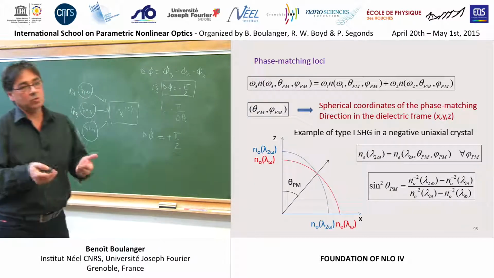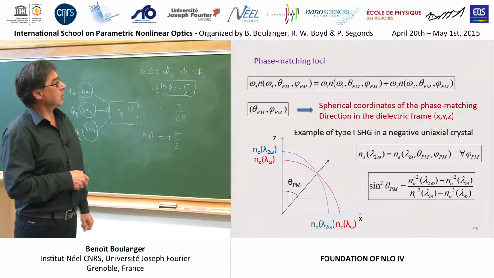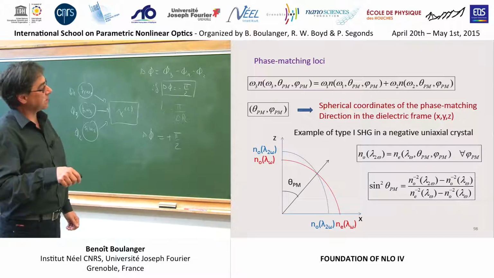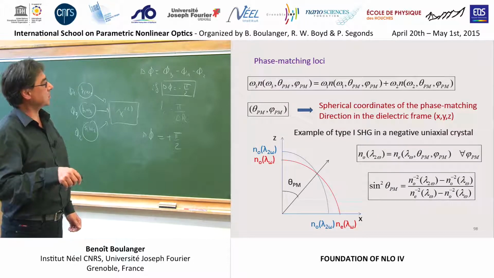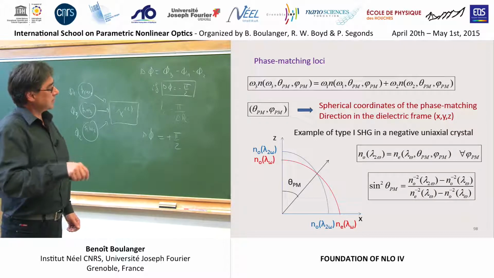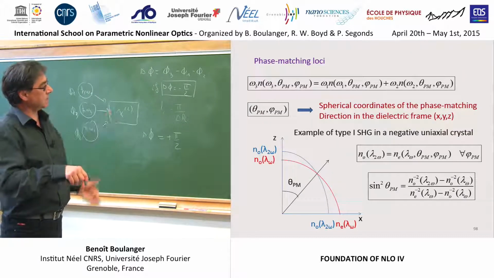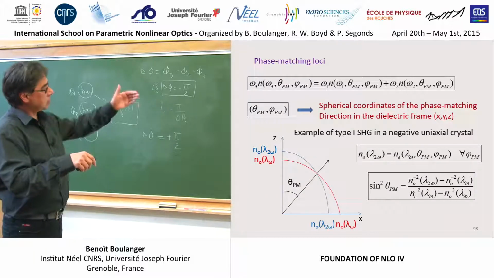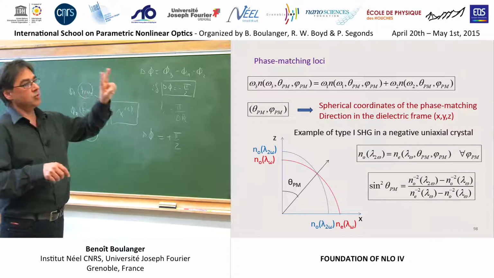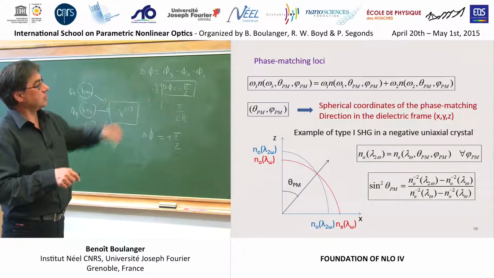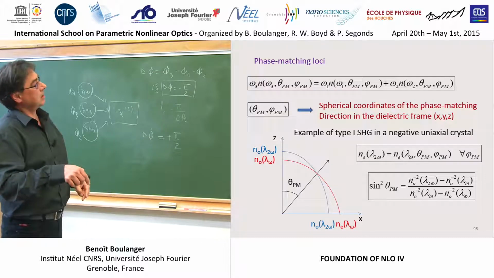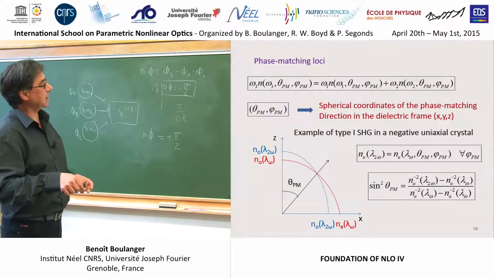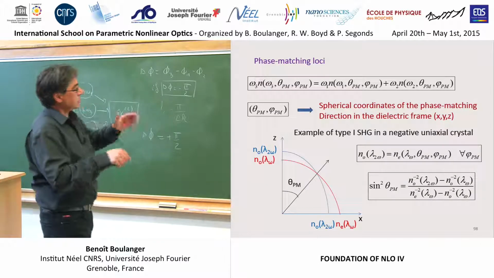So it's what you have to do in your lab when you want to perform a parametric process. And here I take the example of type 1 second harmonic generation in a negative uniaxial crystal. So in that case, for example, if we consider the section of the index surface in the xz plane, so I just put here the two layers relative to the phase matching. So the phase matching condition says that we must have NO at 2 omega equal NE at omega. So I just draw here the two corresponding layers.